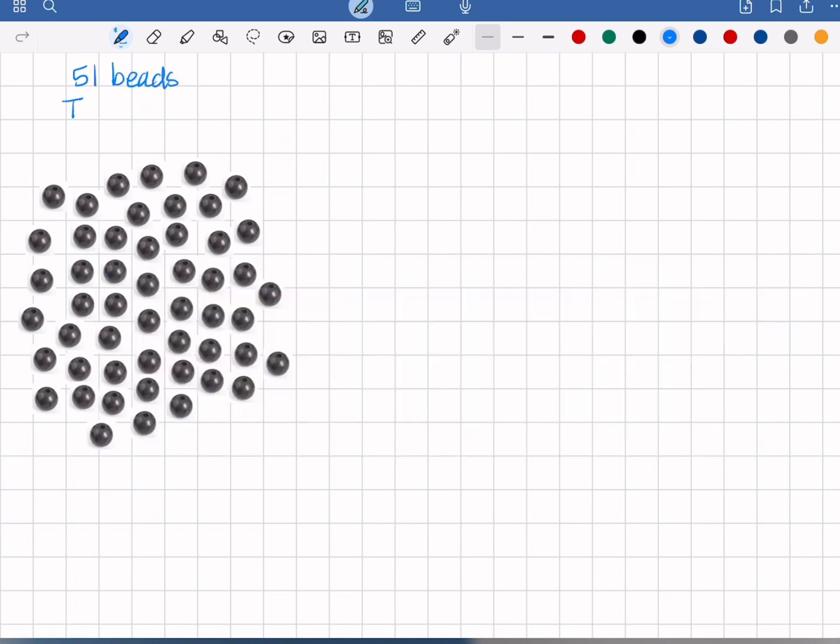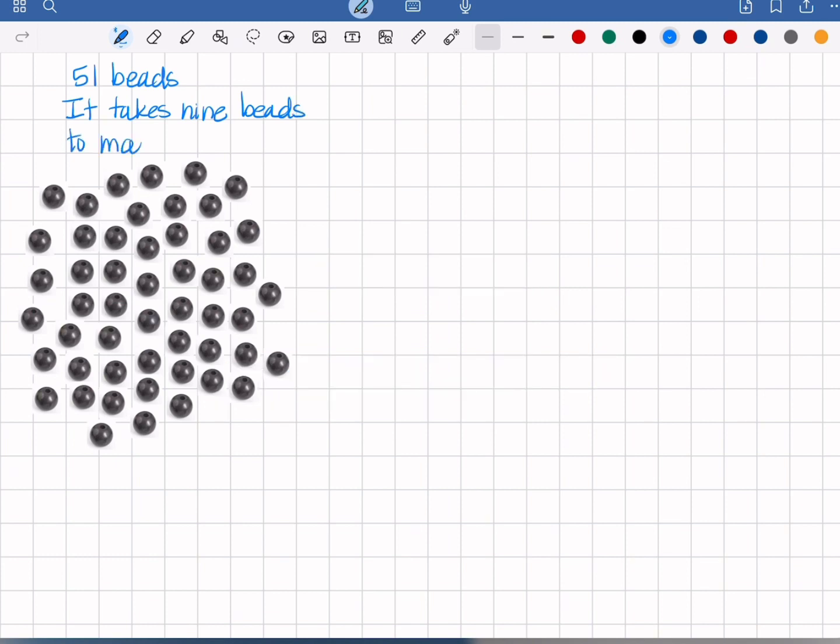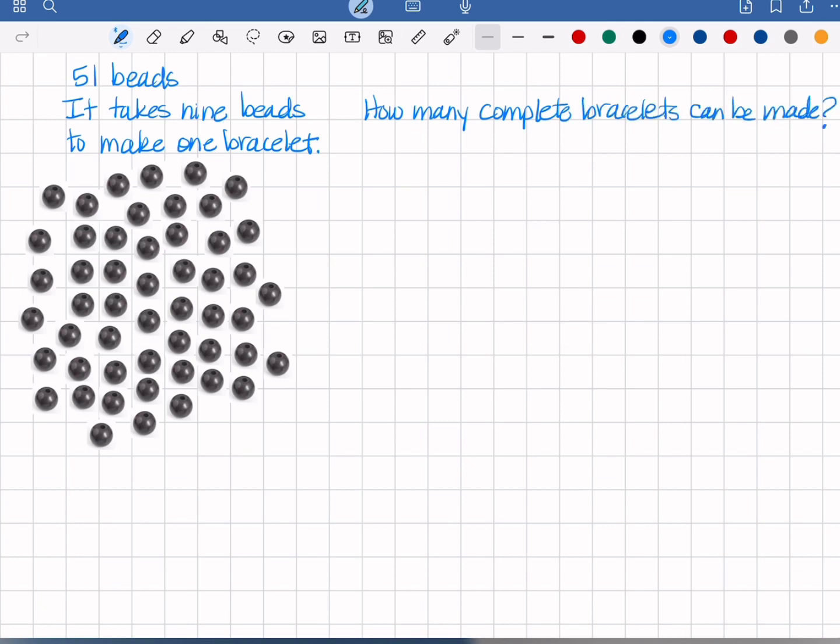So we'll start out with 51 beads. And when we are doing these types of problems, I always like to start with something real world, something that they can touch and move themselves before taking it to the algorithm or the process. If it takes 9 beads to make one bracelet, then our job here is to figure out how many complete bracelets we can make from these 51 beads.